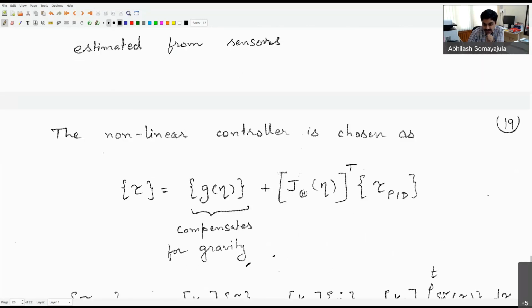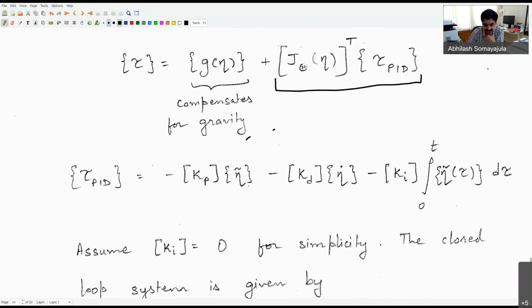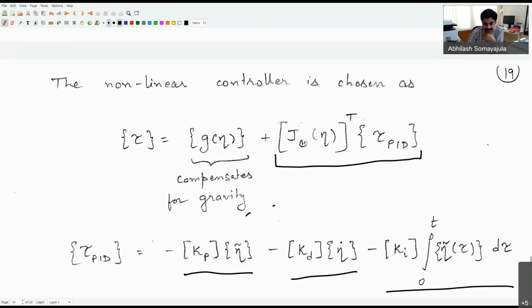In addition to that, I'm adding this component J of theta transpose times tau PID. This tau PID has the same methodology as you saw before: some proportional part, some derivative part, and some integral part. But notice that tau is not just given as equal to tau PID; there is this J transpose times PID. That is what makes this system nonlinear. The control law is not linear because we are now introducing these kinematics, which consist of trigonometric functions. So the system is no longer linear.